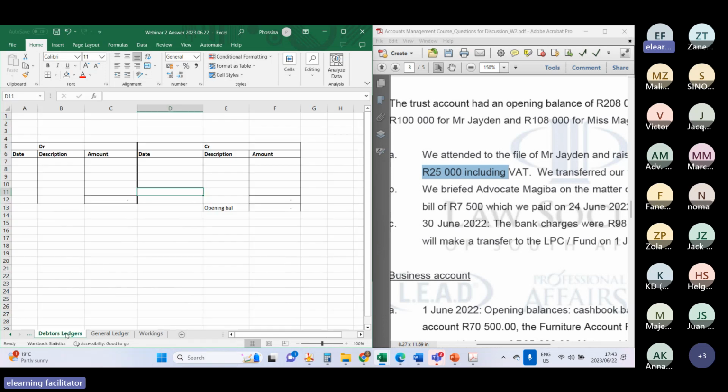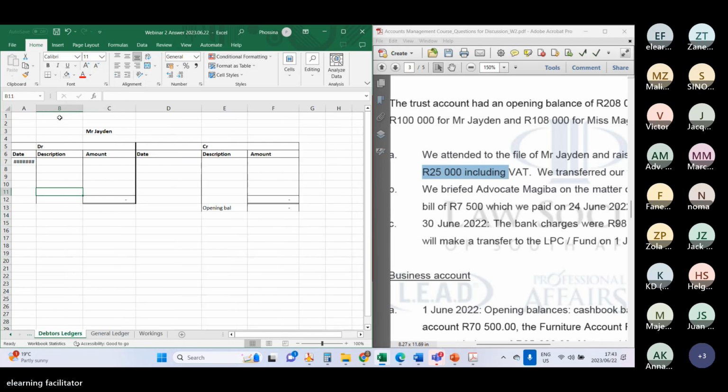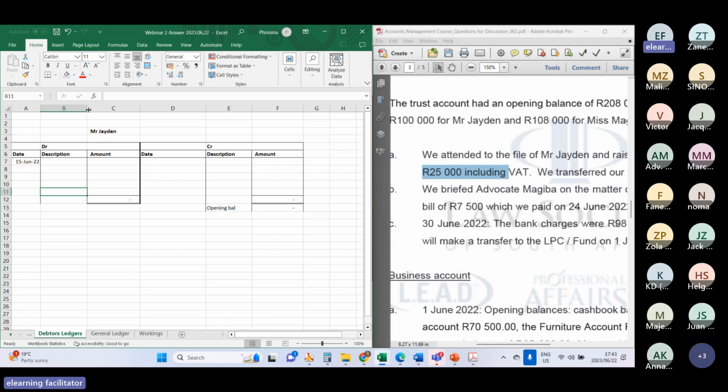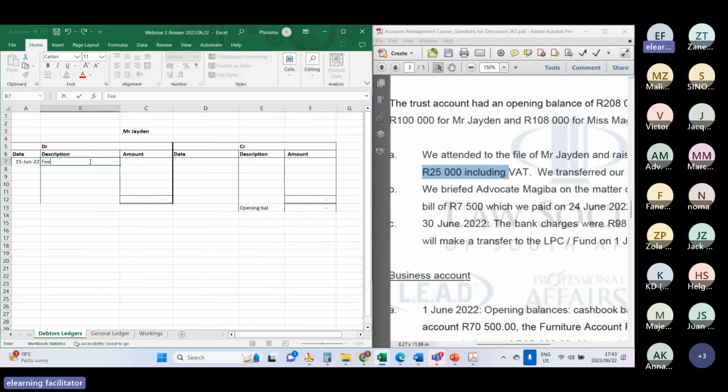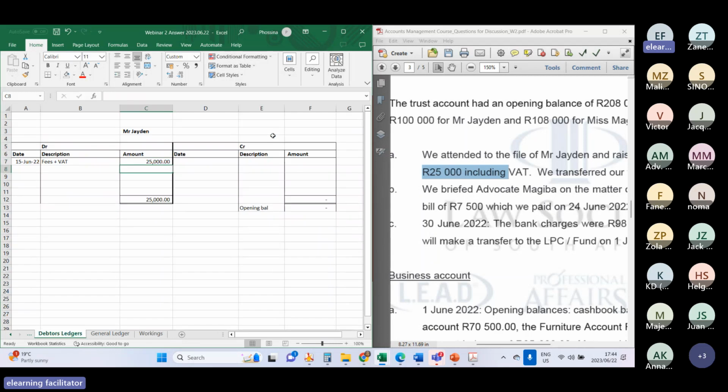So which means on our debtors ledgers, we already have our data, which is Mr. Jaden. Okay, so it's on 15 June 2022. And then we are charging fees plus VAT. So the fees plus VAT is this 25,000. So that is how we record it in our ledger.